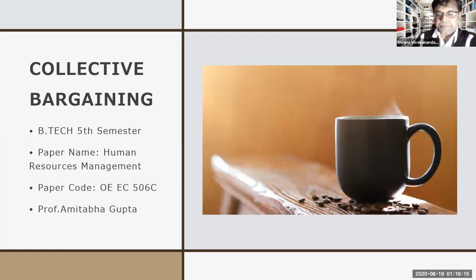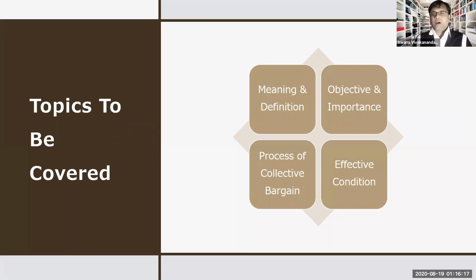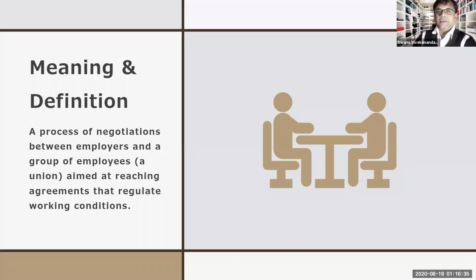So let us start. What are the topics we are going to cover in this session? That is the meaning and definition of collective bargaining, objective and importance of collective bargaining, process of collective bargaining, and the effective conditions for conducting collective bargaining. So these are the 4 major topics we are going to cover today. So what is the meaning and definition of collective bargaining?